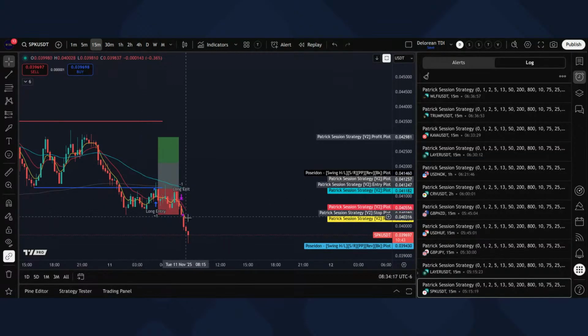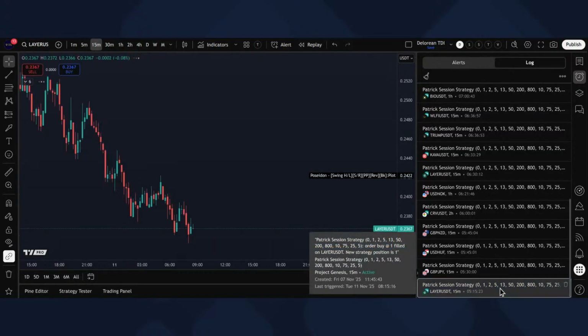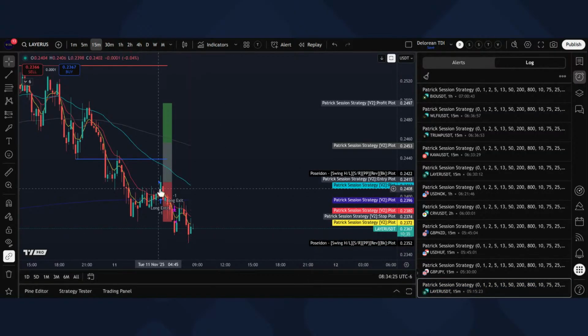Have an invalidated trade on SPK versus Tether. It hit the stop loss. Invalidated trade on Layer versus Tether. Hit the stop loss.